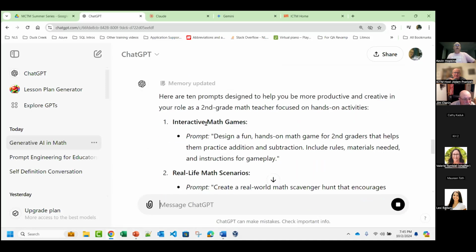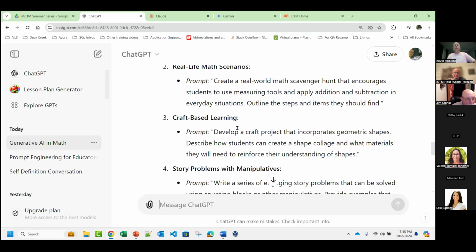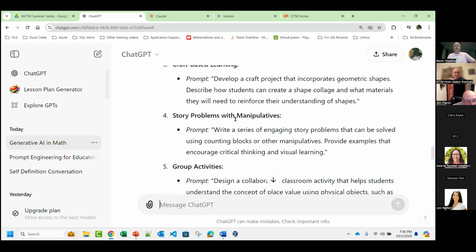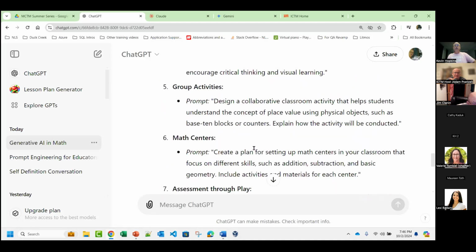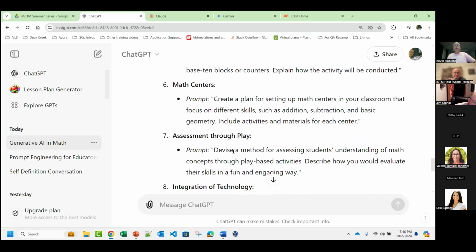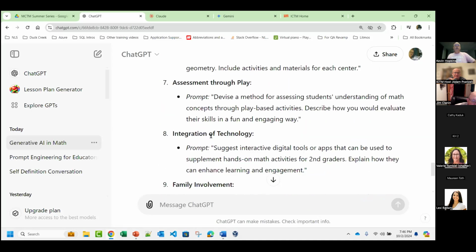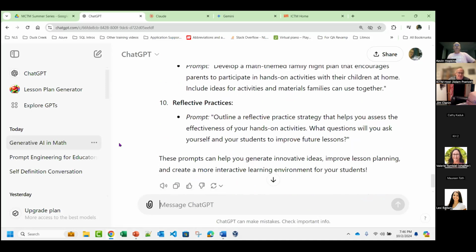So a prompt about an interactive math game, a prompt about a real life scenario, a prompt about creating some sort of craft project, a story problem using manipulatives, a prompt about some group activity, a prompt about a math center, a prompt about assessment, a prompt for integrating technology, a prompt for family involvement, some reflective practices.